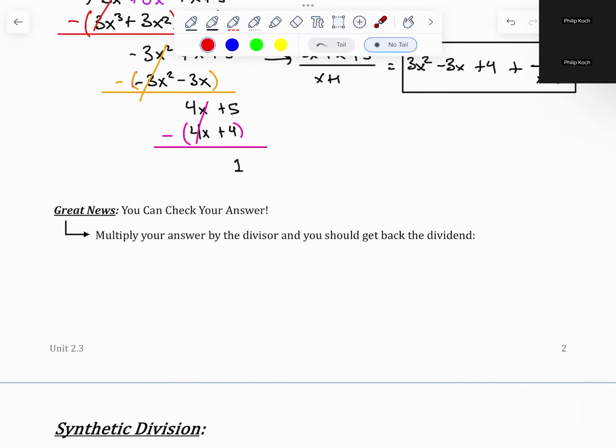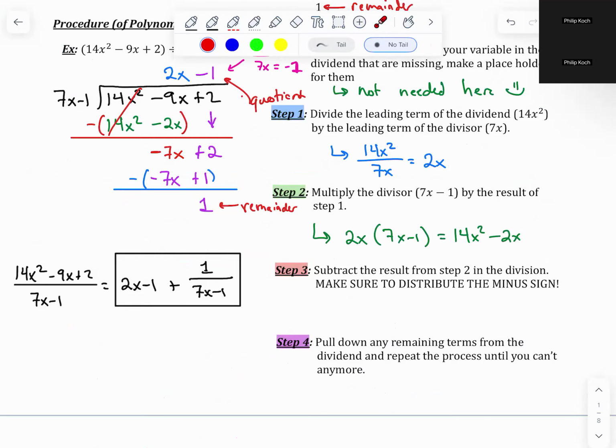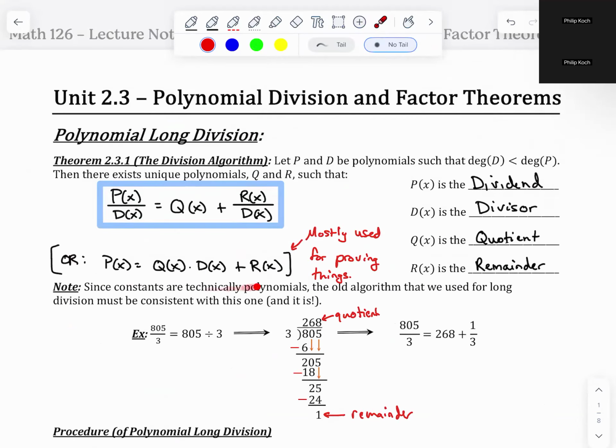Because they're equal, I can multiply both sides by the divisor and I should get back to the dividend. That's the nice thing about the proving version of it. If I know what my quotient and my remainder are, and I multiply both sides of this equation by d, my divisor, I should get back my polynomial.